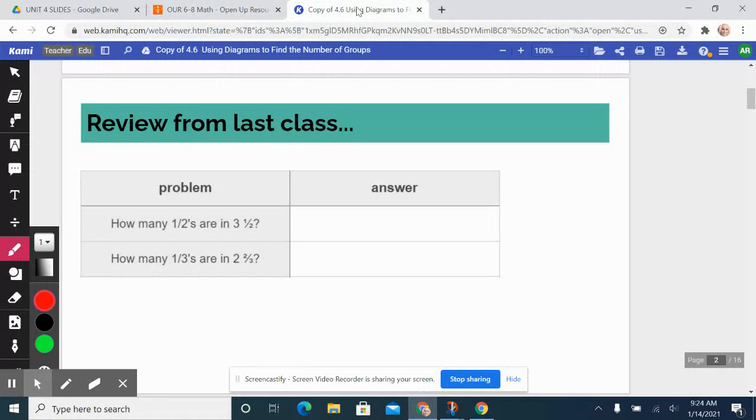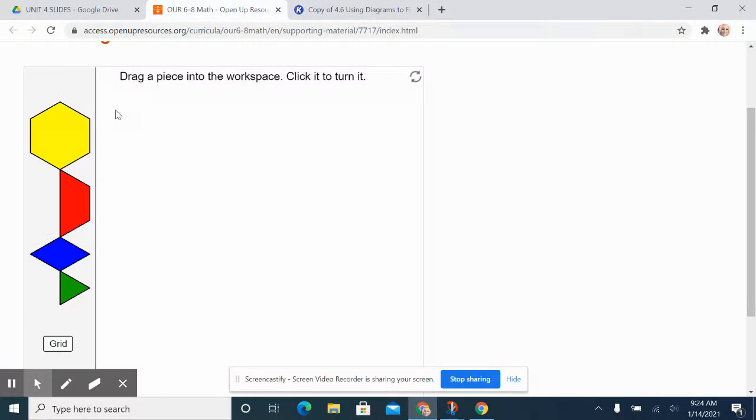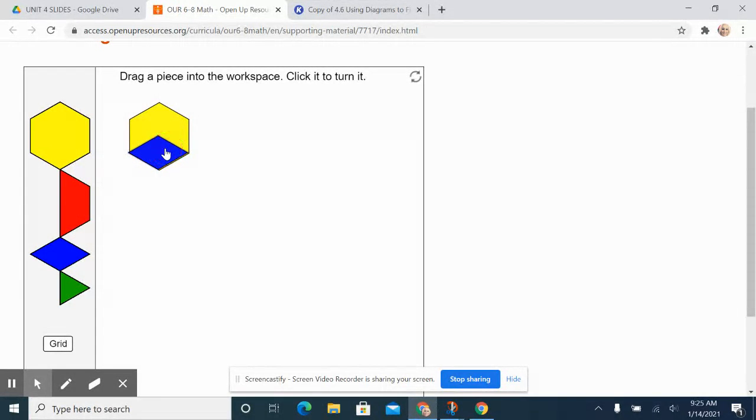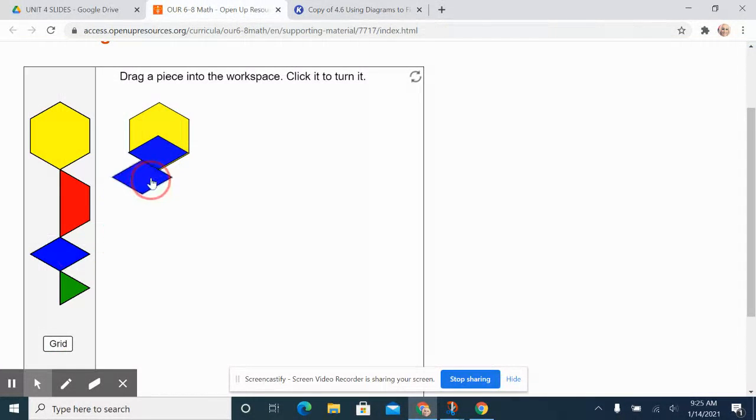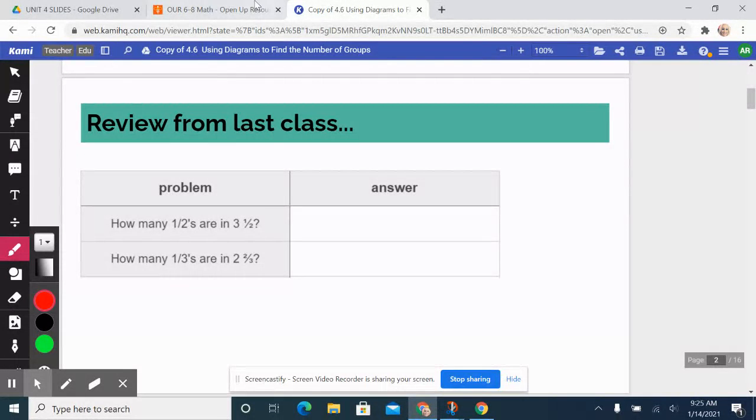Now, the next one on here is how many thirds are in 2 2/3. So remember that the hexagon for this example is the whole. Now, the rhombus makes a third. And the reason I'm using thirds is it says 1/3, right? So I need to use thirds. So these rhombuses or diamonds, however you want to look at them, there are 3 of them that are going to make up one whole, right? But we need to get to 2 2/3.